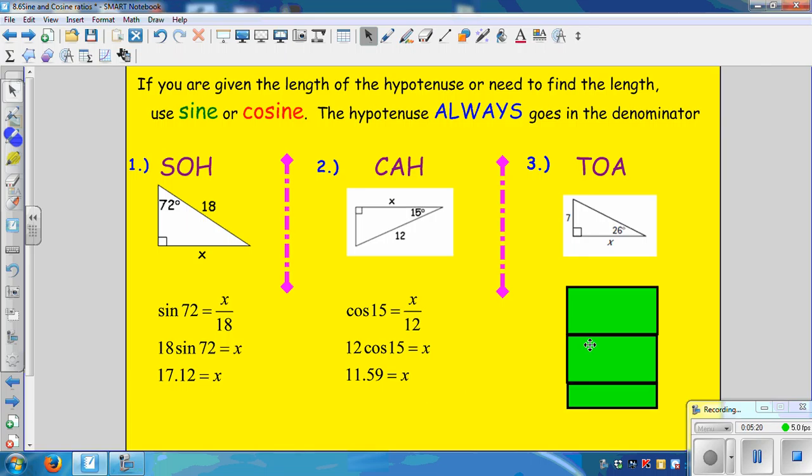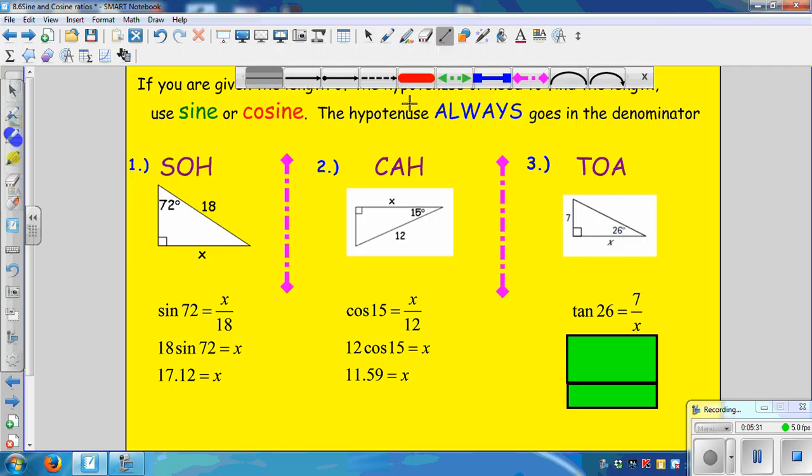The third example is the tangent that we've already calculated. And we have tangent of 26 is opposite over adjacent, which is 7 over x. Cross multiply. So don't forget, you can always put a 1 underneath your tangent.